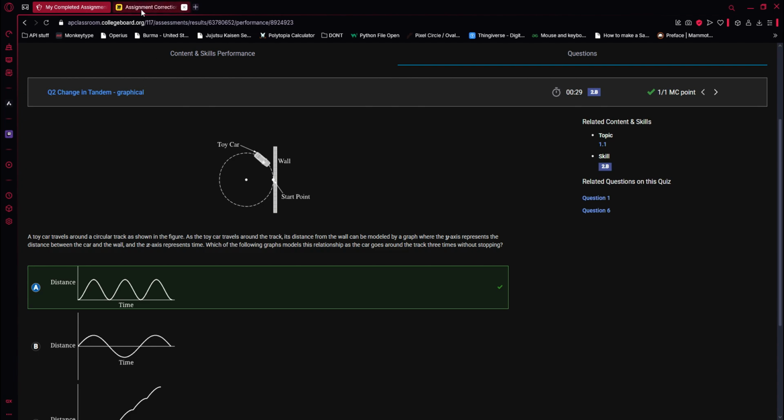Now here, this might require a RAVE. So a toy car travels around a circular track as shown in the figure. As the toy car travels around the track, its distance from the wall could be modeled by a graph, where the y-axis represents the distance between the car and the wall, and the x-axis represents time. Which of the following graphs model this relationship as the car goes around the track 3 times without stopping? A lot of words here.